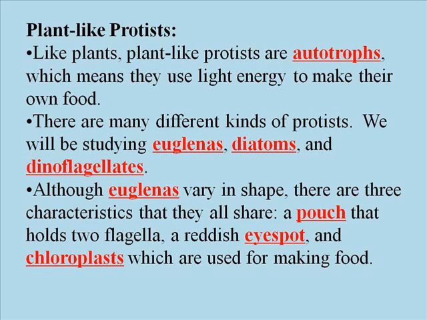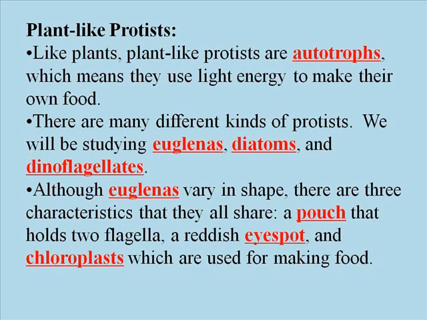Plant-like protists, just like plants, are going to be autotrophs. And if you remember from the last note taker, and you can refer to the word wall, an autotroph means self-feeder. They are going to use the energy from the sun to make their own food. And we're going to look at three different types. We're going to look at euglenas, diatoms, and dinoflagellates in this note taker.